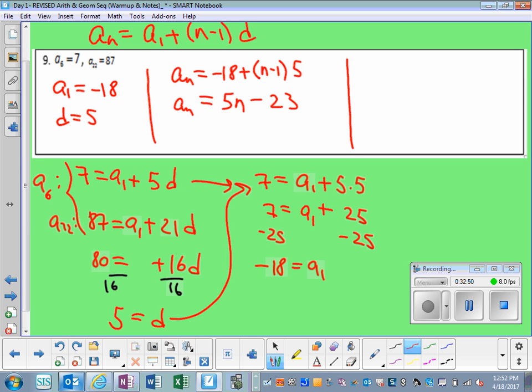You need to set up both equations here because you have two unknowns, A1 and T, right? So with just one equation you cannot solve for both A1 and T. That's why it's important to set up the system.